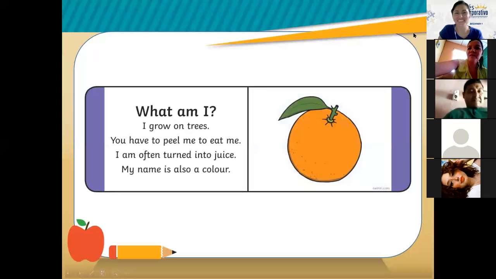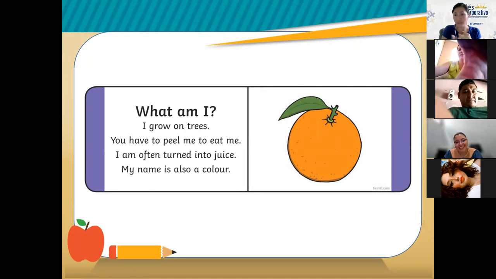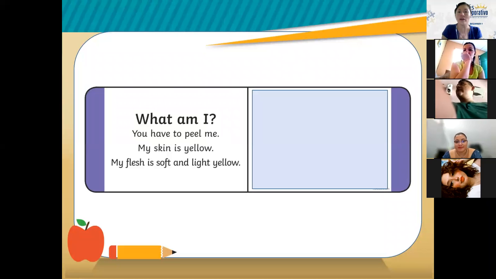Orange. Very good, right? So oranges grow on trees. You have to peel them, right? Pelar, okay? Cuando estoy hablando de vegetales, fruta, you peel them, right? And I am turned sometimes into juice, which I think is delicious, right? Orange juice is delicious. And it has the name of a color, which is orange. Great job. What am I?